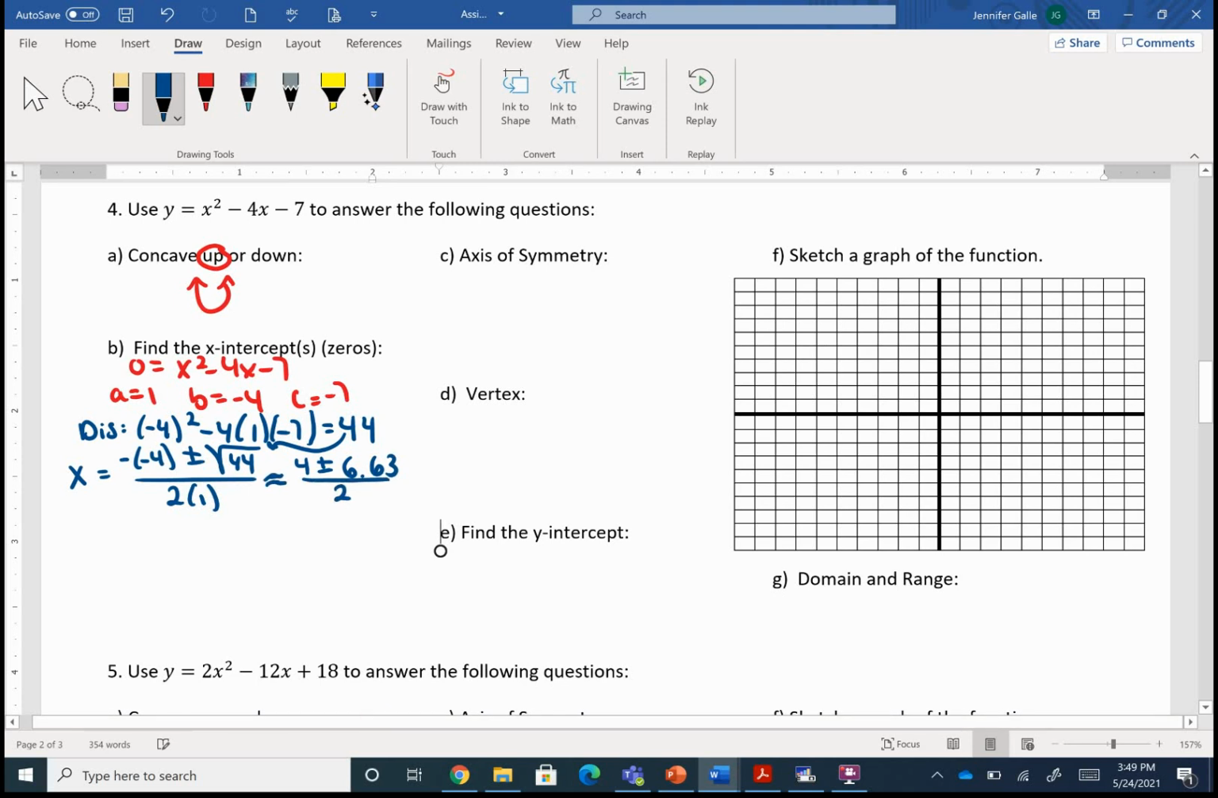We should use approximate symbols because I did round that square root. So x is approximately 4 plus 6.63 divided by 2. X is approximately 4 minus 6.63 divided by 2. Please make sure you do the addition first, then divide by 2. Make sure you do the subtraction first, then divide by 2. So those are our x-intercepts.